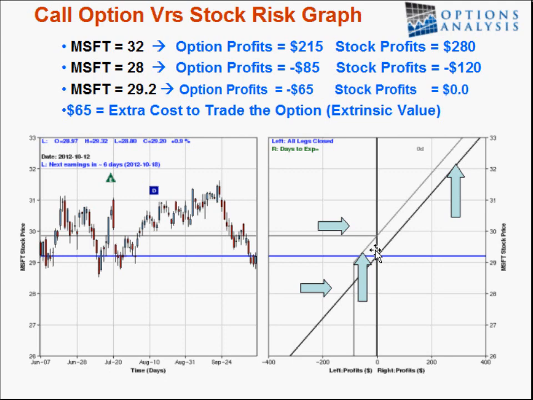But if the stock goes down, our losses are limited to our purchase price. Whereas in the stocks of Microsoft, our losses are not limited, and they keep going down, could go down until the price goes to 0.